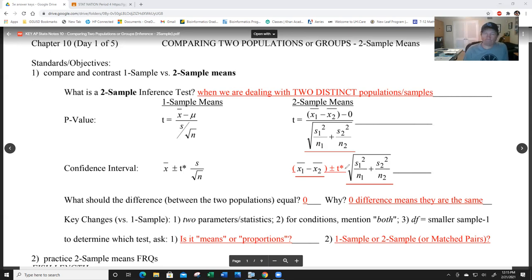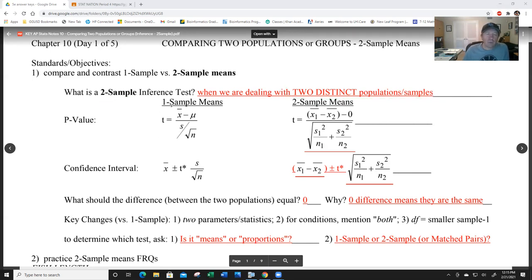Okay. So you use a two sample test when you have two distinct populations or samples. They're two separate samples. They're independent of each other. When they're dependent on each other, that's usually a matched pair test. And we're going to talk about that today as well as we look back at chapter 9 when we did a matched pair test. All right, so let's review a few things.